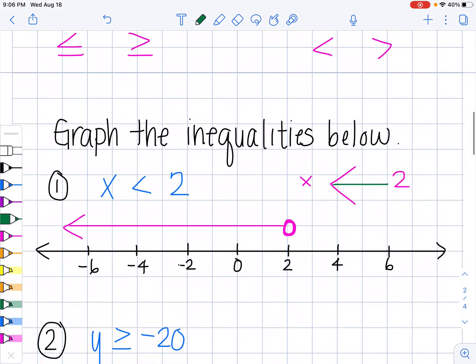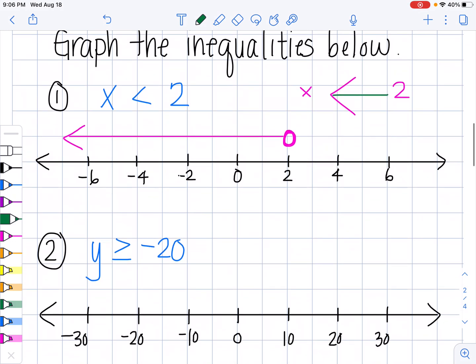Let's try another one. This one says y is greater than or equal to negative 20. Because I have greater than or equal to, I'm going to have a closed circle, and that's going to go over negative 20. Now, some people do it on the number line like this.